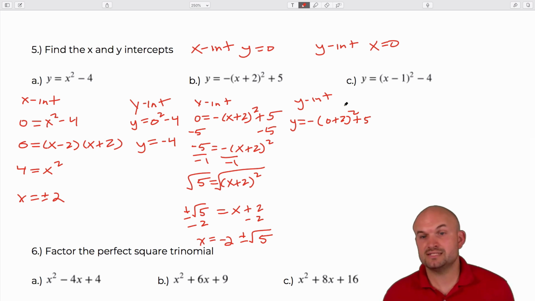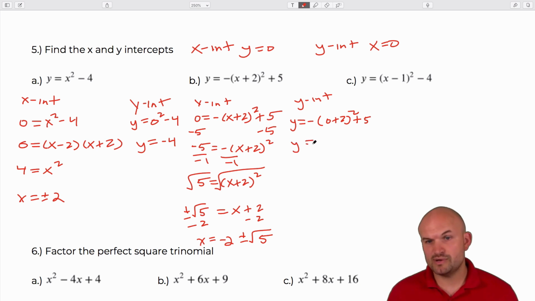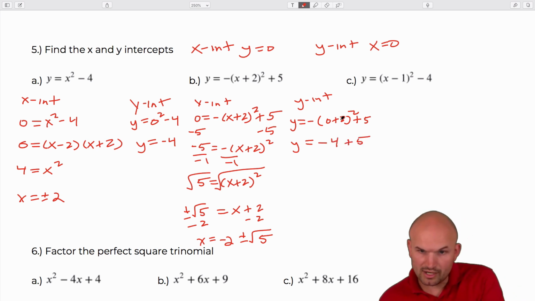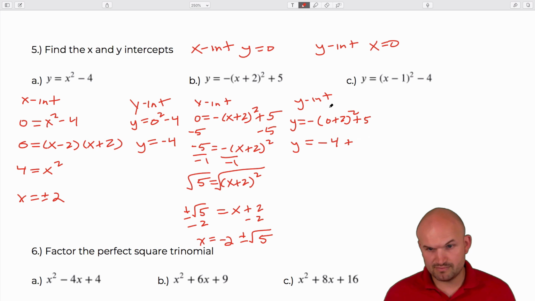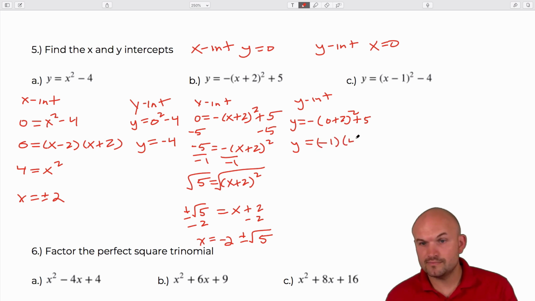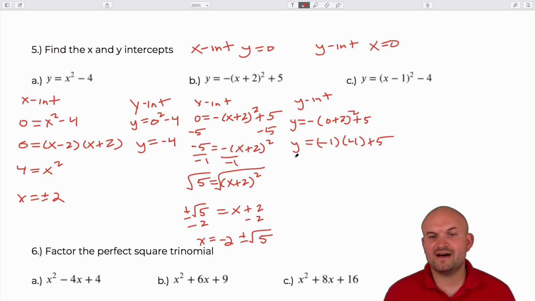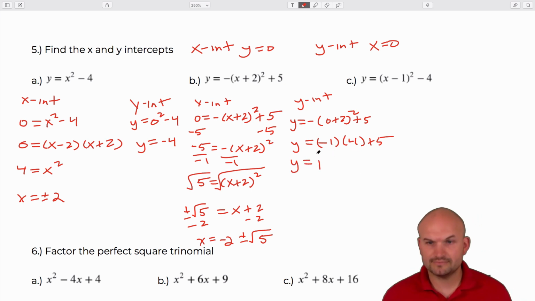2 squared is 4. So we have y equals negative 4 plus 5, because I'm taking that 4 and I'm going to multiply it. Actually, let's just multiply. That's technically this negative is really a negative 1, right? This becomes negative 4 and then plus 5. So that becomes negative 4 plus 5, so therefore y is equal to 1.